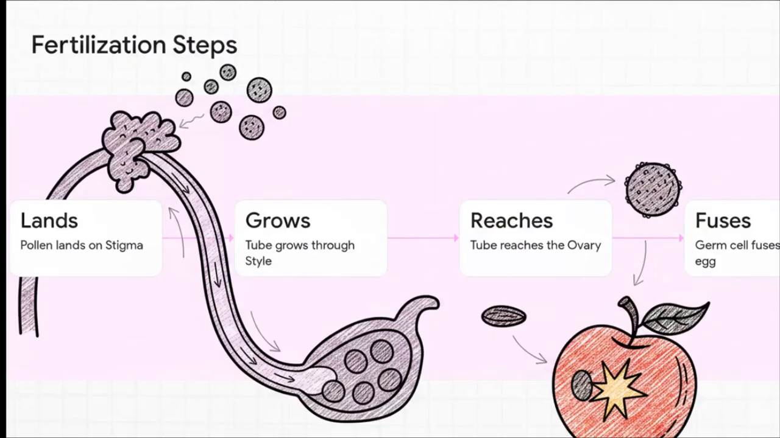Let's trace this epic microscopic journey step by step. Step 1, pollen lands on the sticky stigma. Step 2, it literally drills a tunnel, a pollen tube, all the way down the style. Step 3, that tube hits the ovary. Step 4, the male cell travels down and fuses with the egg. Boom, fertilization. After that, the ovule develops a tough coat to become a seed, and the whole ovary swells up to become the fruit you eat.